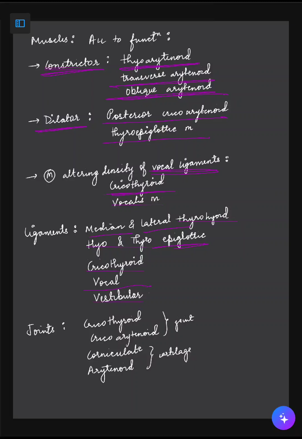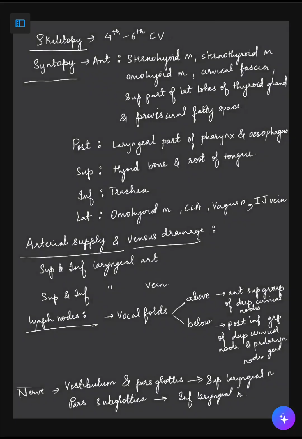Now what are the joints in this larynx? Cricothyroid, cricoarytenoid, corniculate and arytenoid. What are the functions? Production of the voice and acting as a part of the upper respiratory tract. Now, what is the holotopy of this? It is in the neck region, the anterior department of the neck. Skeletopy is 4th to 6th cervical vertebrae.